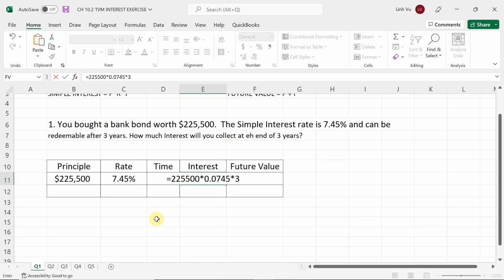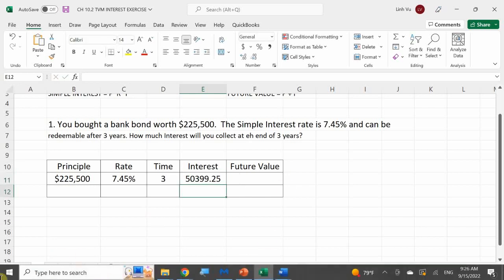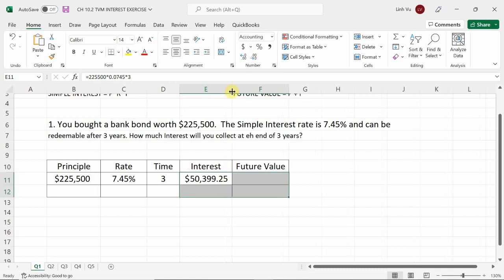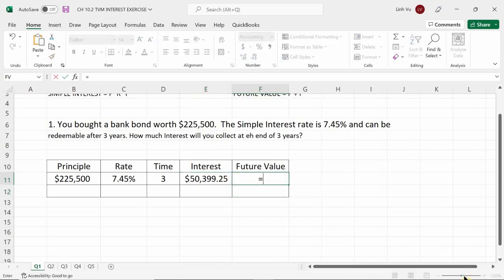All right, so calculate this: 225,500 times 0.0745 times 3. And 50,399.25. Excellent. That is how much interest you're going to be collecting in 3 years. Now, what's my future value going to be? What is going to be my bank bond at the end of 3 years?